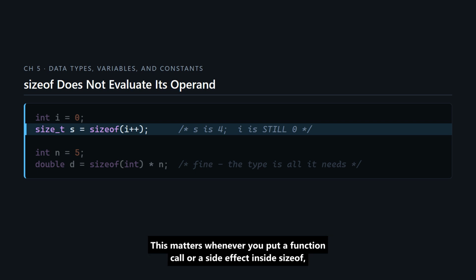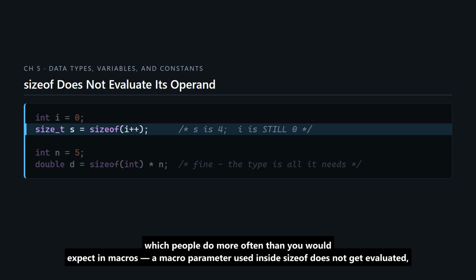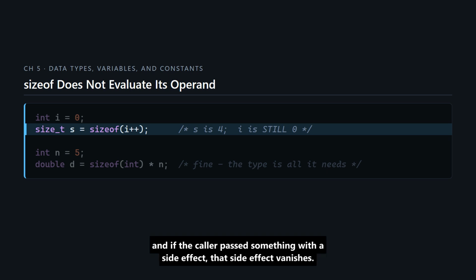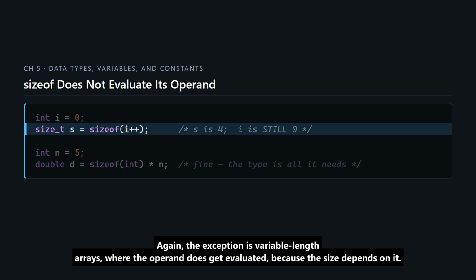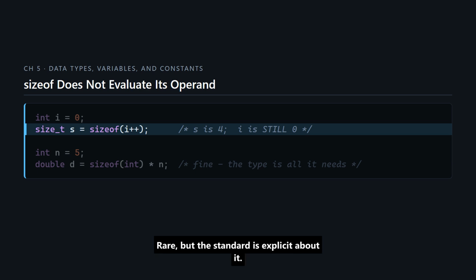This matters whenever you put a function call or a side effect inside sizeof, which people do more often than you would expect in macros. A macro parameter used inside sizeof does not get evaluated, and if the caller passes something with a side effect, that side effect vanishes. The last two lines are the normal case and are completely fine. Sizeof int times n is just 4 times 5, a compile time constant multiplied by a runtime value. Again, the exception is variable length arrays, where the operand does get evaluated because the size depends on it. Rare, but the standard is explicit about it.